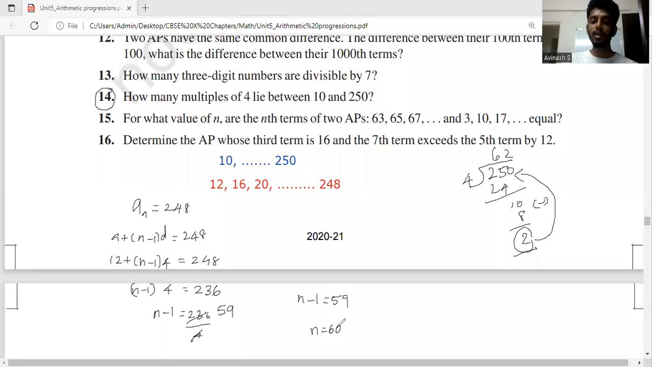So the answer is there are totally 60 numbers that are divisible by 4 or multiples of 4 between 10 and 250.